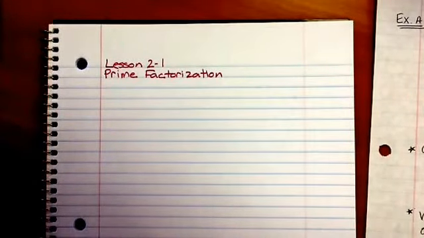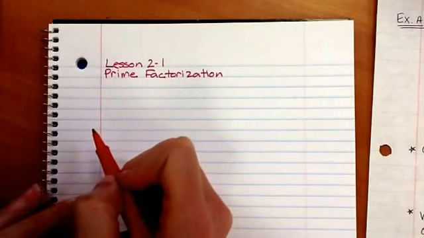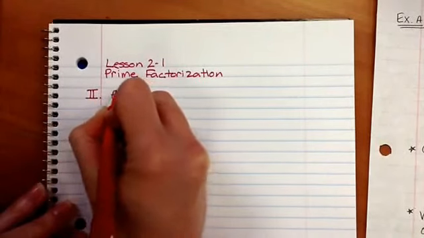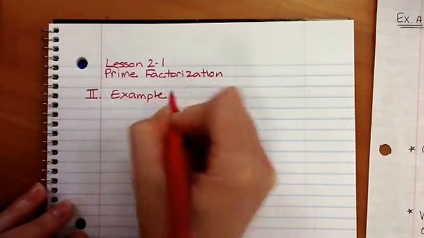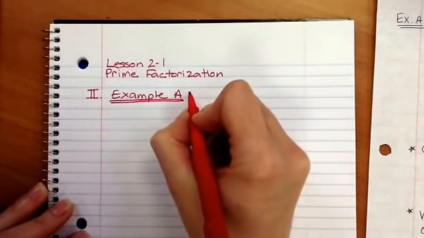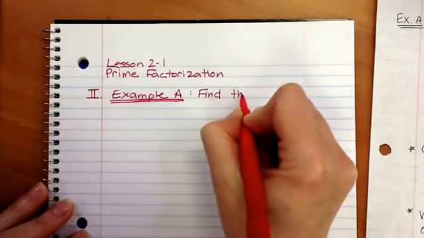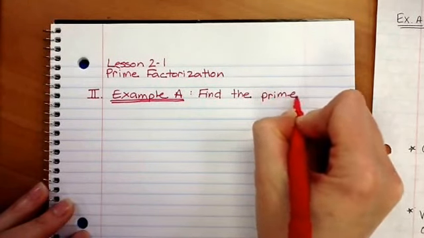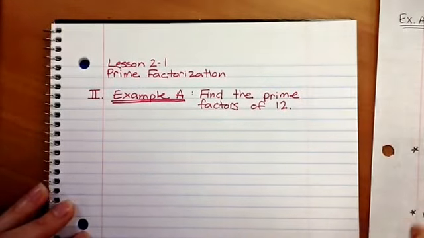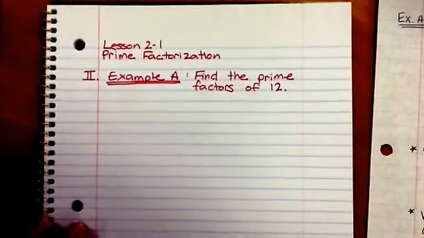Okay, so now that we have all of the vocabulary down, we're going to start with understanding how do we do prime factorization. And I have a couple of examples for you today. And my first example is going to be example A. And for example A, we are going to find the prime factors of 12. And this is going to be our goal. Now, in your book, you will see this example A. I'm just going to walk you through it right now.